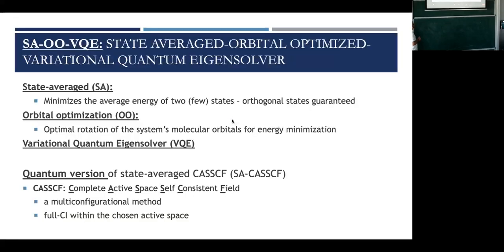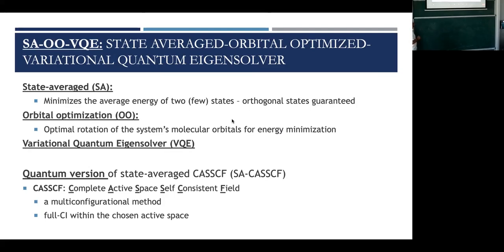And we use a variation of this. Basically, instead of calculating the energy of one state, we calculate the average energy of 2 states in this case, or we can also include multiple states. For these kinds of reactions where we have more than one state involved, these states need to be orthogonal. So in this approach, we're using state averaging. These orthogonal states are guaranteed.